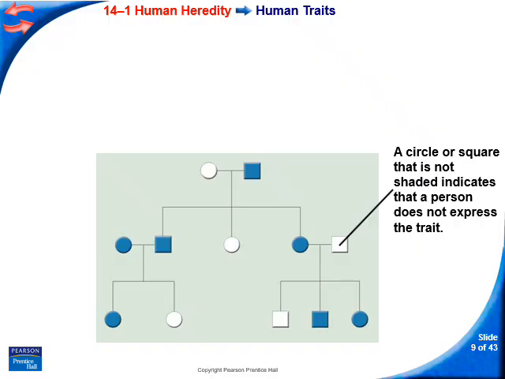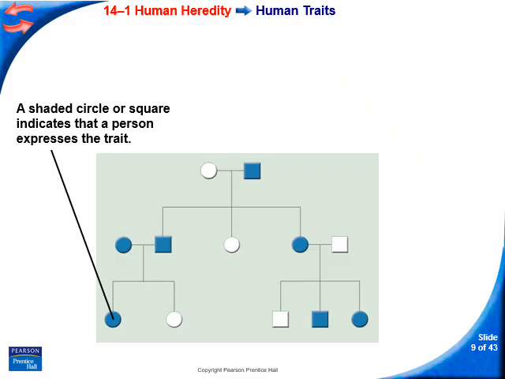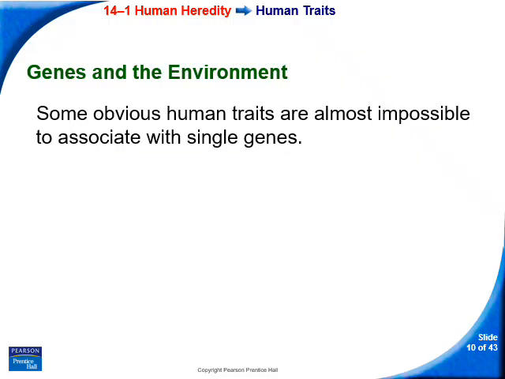It indicates that the person does not express the trait that we are studying. And then you have a horizontal line connecting a male and a female, that means a marriage. And a shaded circle or a shaded square indicates that the person would express the trait that is being studied. Pretty much these are the only things so that you will know exactly how to read a pedigree.